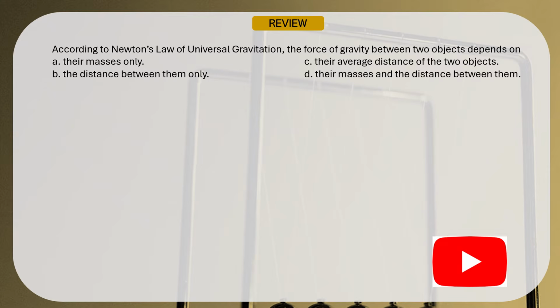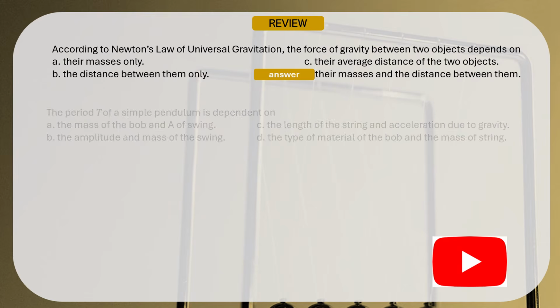According to Newton's law of universal gravitation, the force of gravity between two objects depends on... The correct answer is letter D, their masses and the distance between them. That's the answer for this. When you review Newton's law of universal gravitation, the force of gravity between objects depends on the following variables: their masses and the distance between them.